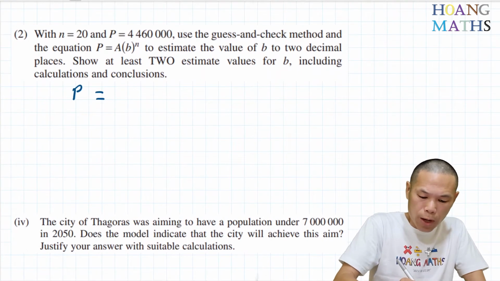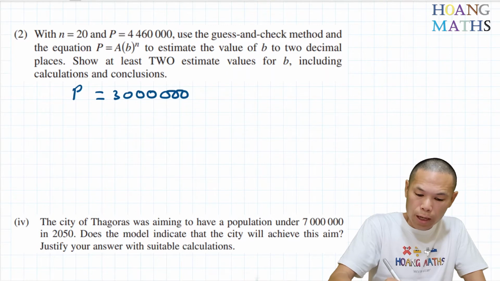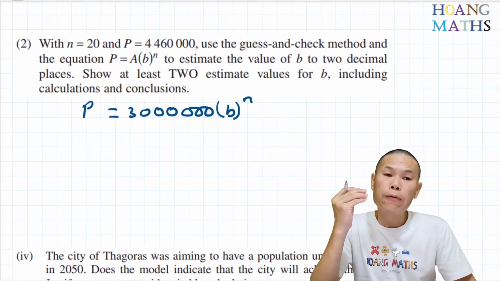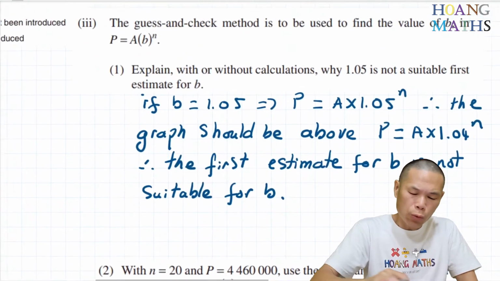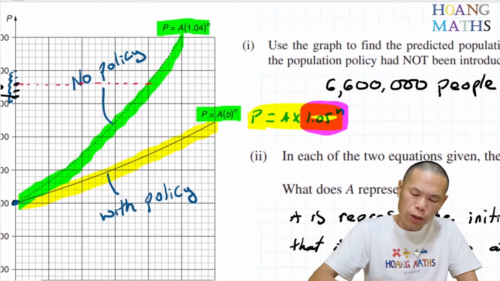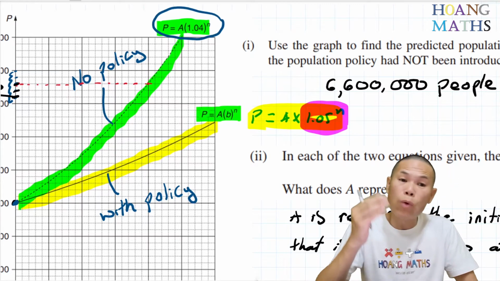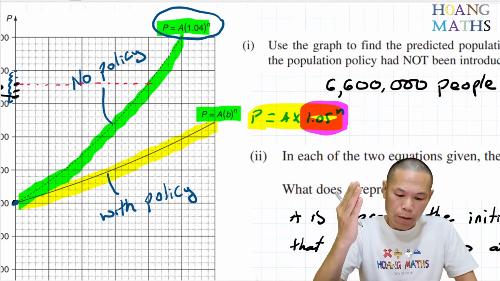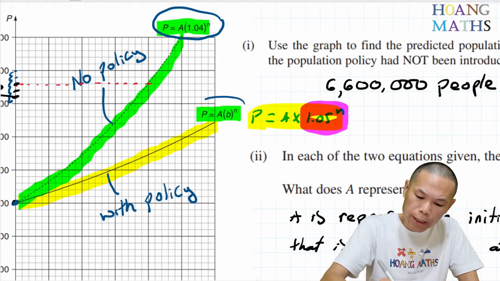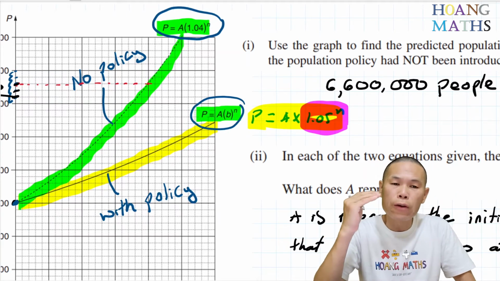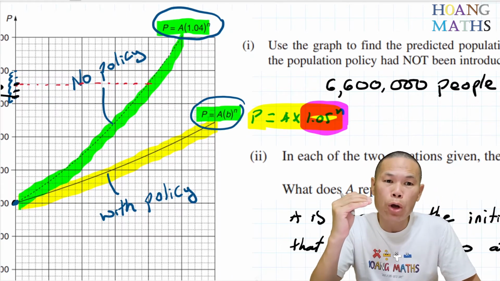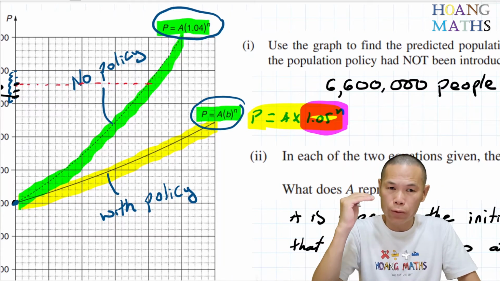So P is equal to A, that is 3 million. And then B, so we just write B first because we don't know what it is, and power n. Now to guess for the value of B, first attempt, we need to look at the graph first. So the graph here, with our policy, A is equal to 1.04 power n. But this graph here has to be below that, so therefore the value of B should be less than 1.04. And then we're going to guess correct to 2 decimal places.